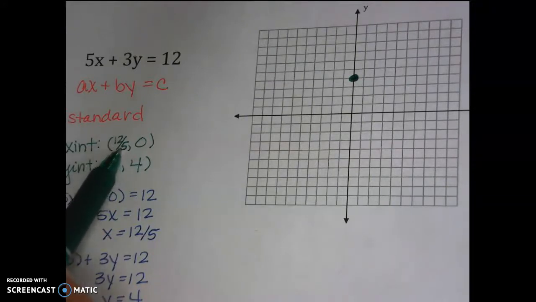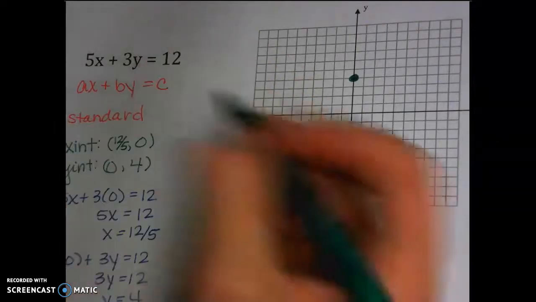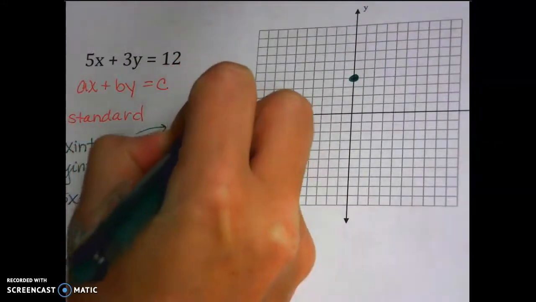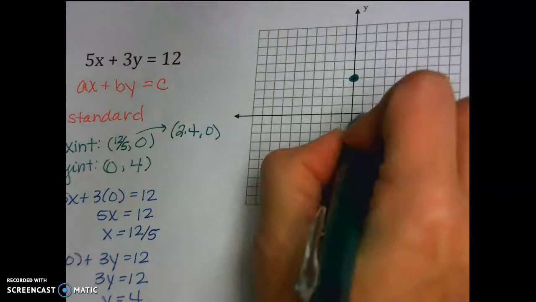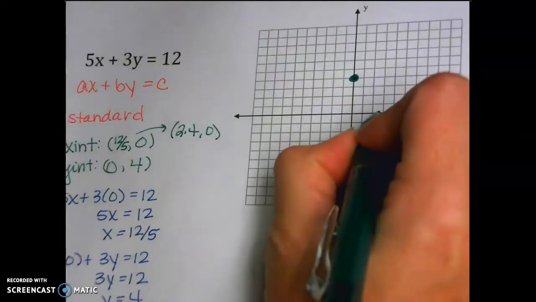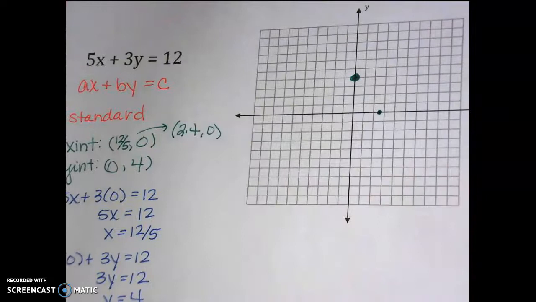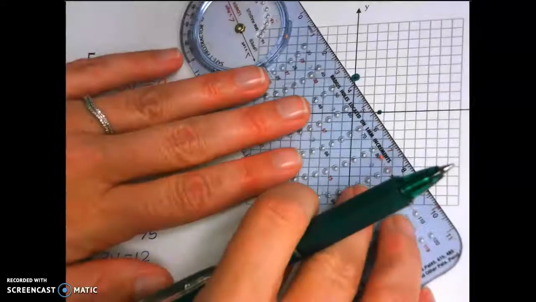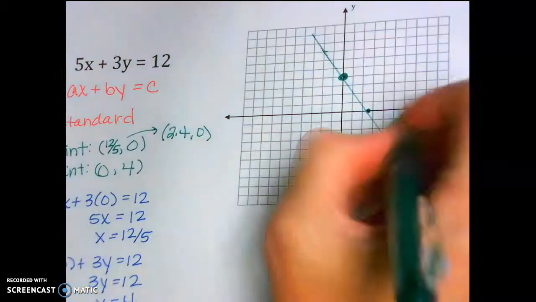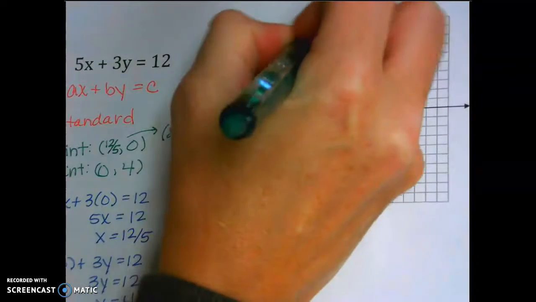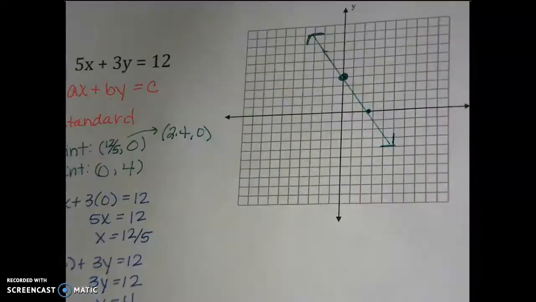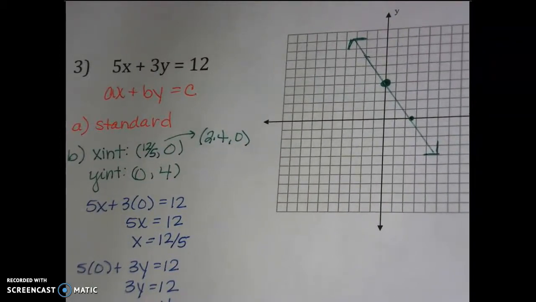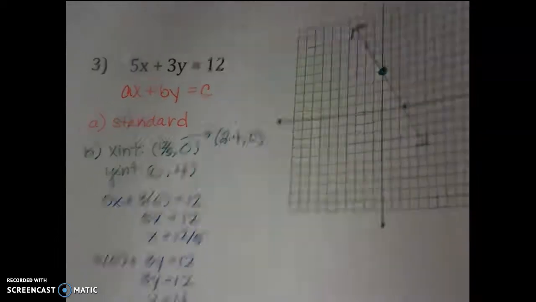So it'd be 2 and 2 fifths, and then 2 fifths actually equals 0.4, so this is 2.4. So when we go to graph it, you're going to go to 2 and then just a little past the 2, not quite to the 2.5. And then we will connect those 2 points. Make sure we put arrows on the end. So that's how we do standard form. Find the x and the y-intercept, graph them, and then connect them.